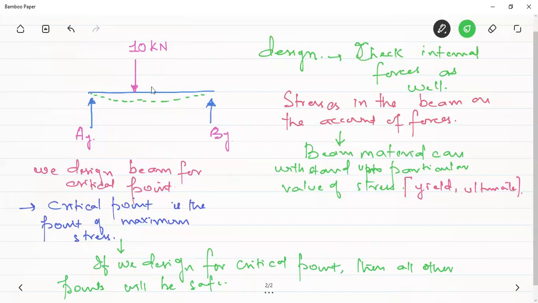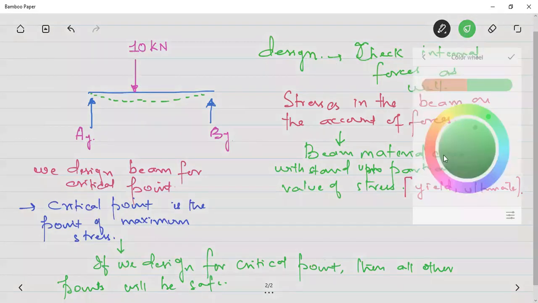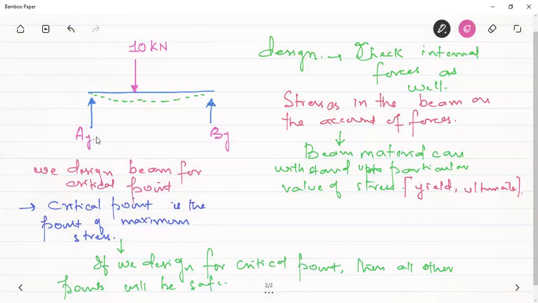Let me take an example of this beam. Suppose I apply this load in the middle so that it is symmetric. This is a load of 10 kilonewton acting in the middle. Can you guess what the reactions will be? 5 and 5, because this is symmetric. If this load were towards support A, then the maximum reaction would be at support A and less at B. But it is in the middle, therefore this reaction will be equal to 5 kilonewton, and this reaction will also be equal to 5 kilonewton.